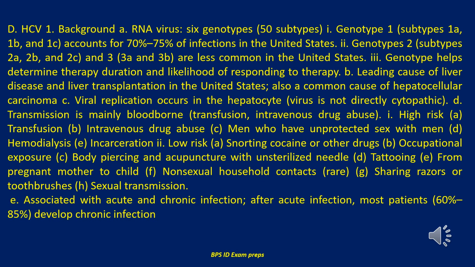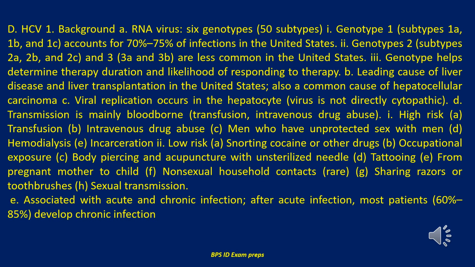2. There is a low risk of transmission in the following cases: A. Snorting cocaine or other drugs. B. Occupational exposure. C. Body piercing and acupuncture with unsterilized needle. D. Tattooing. E. From pregnant mother to child. F. Non-sexual household contacts, which is rare. G. Sharing razors or toothbrushes. H. Sexual transmission.